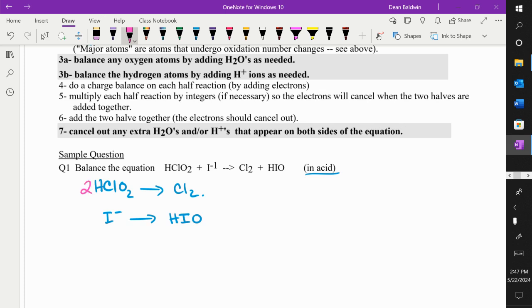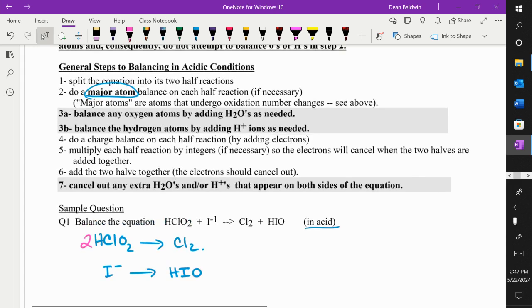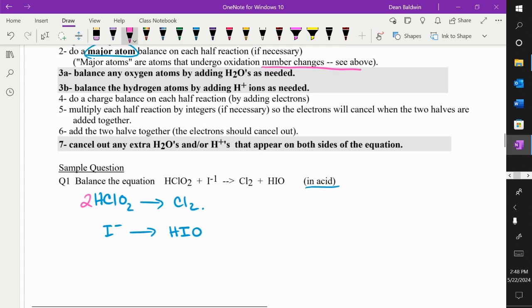In the one below it, do I have to add anything? No, because we're just trying to balance the iodines. Okay. You're only balancing at this step the things whose oxidation numbers change. Okay. That's all we're trying to balance at this point. Hydrogens and oxygens we're going to do right now. So balance the oxygens first. Okay. You do this by adding water.